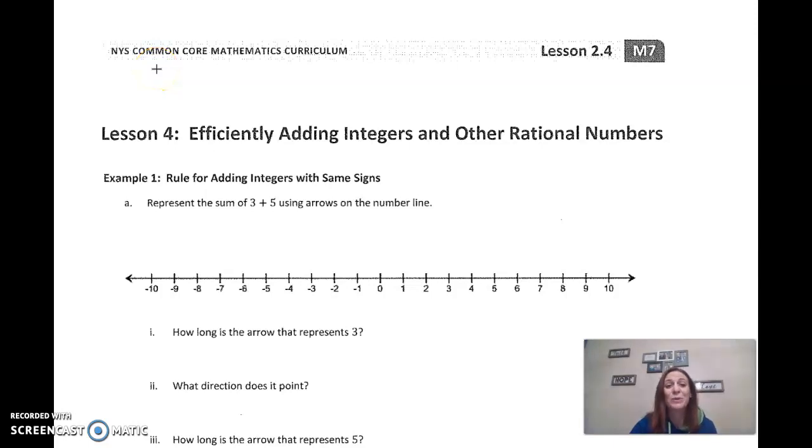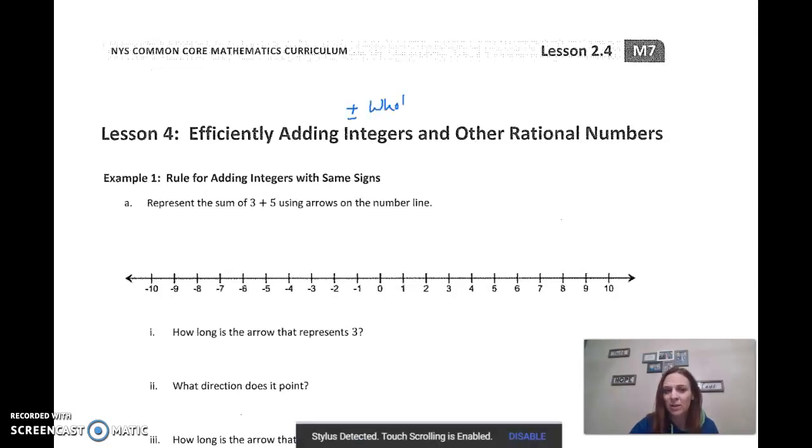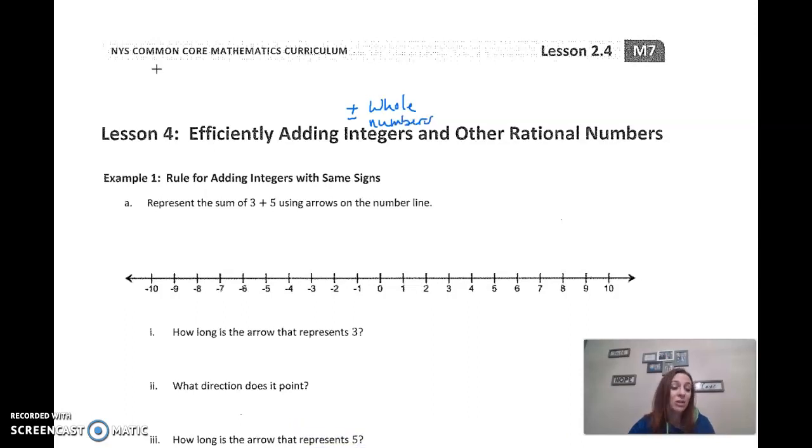All right, lesson 4, module 2. We're still talking about adding integers on a number line, but it says efficiently add integers and other rational numbers. Remember, integers are positive and negative whole numbers, including 0. And rational numbers include these integers, but they also include fractions and decimals. And yeah, we're going to get there too.